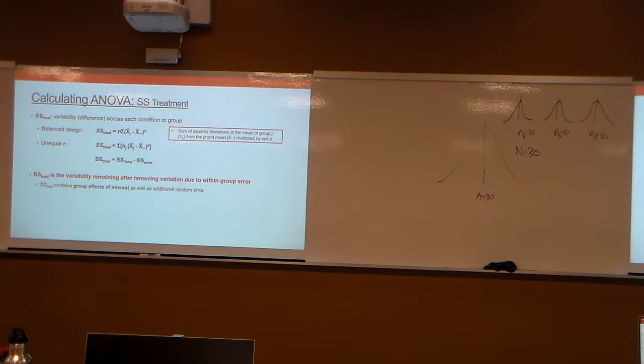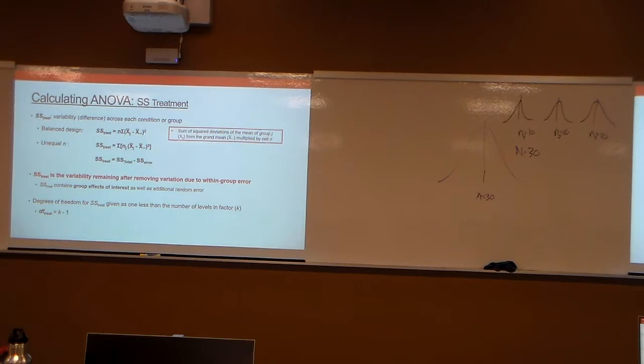right? Again, sum of squares treatment is variability after removing differences due to within group error. This is our effect of interest, right, in addition to whatever static else we've got in there. This is sum of squares treatment. This is the variability that we're looking for. And again, remember that when we're using ANOVA language, anytime we're talking about variability, we're talking about differences.